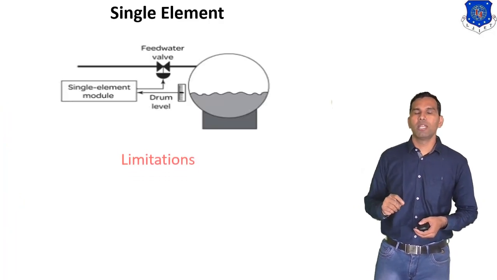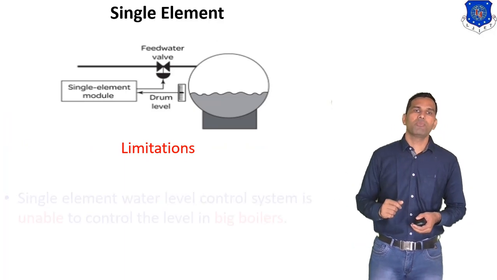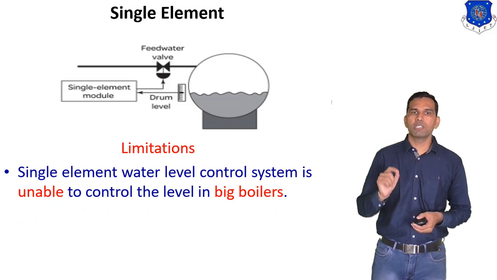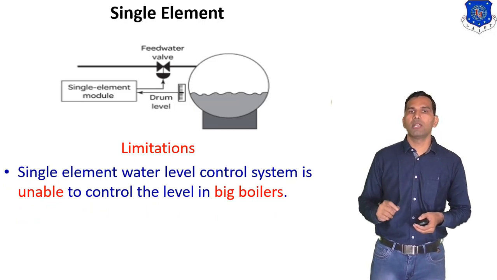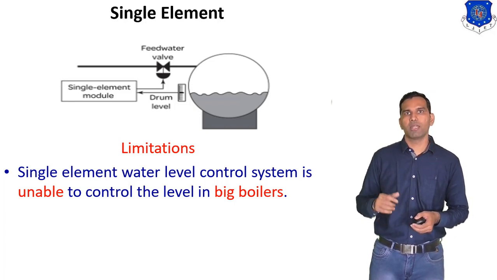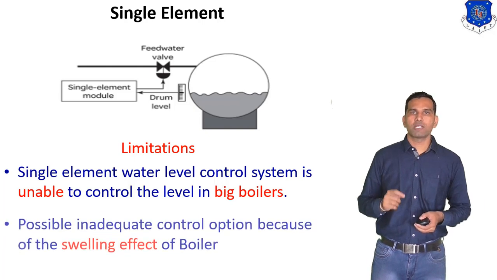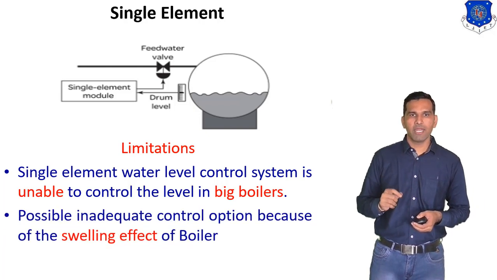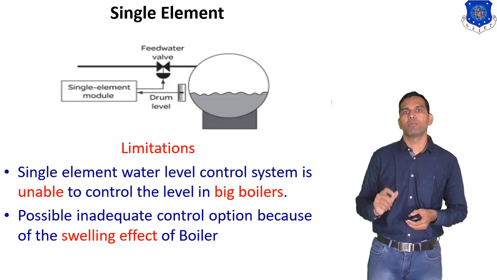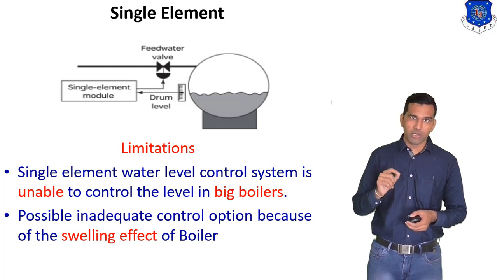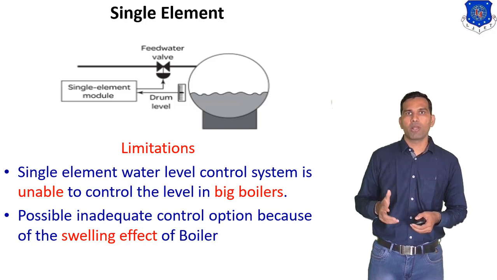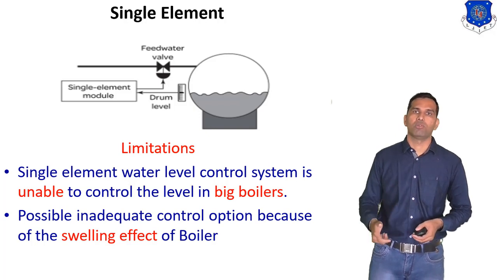Now we discuss the limitations of this system. The first limitation of the single element system is that the single element water level control system is unable to control the level in a big boiler. That means we cannot use this system in a big boiler system. The second limitation is possible inadequate control because of the swelling effect of the boiler. Due to the swelling effect, this system does not give the proper output or control.